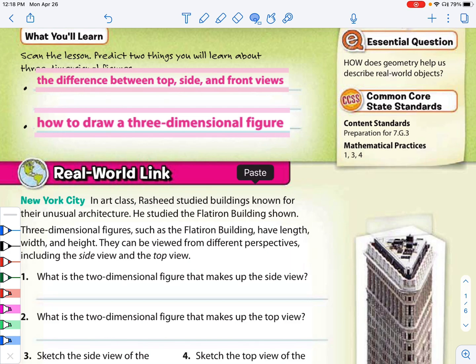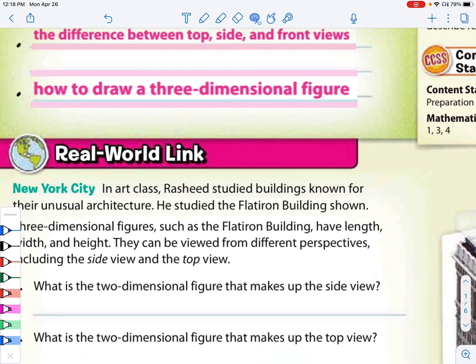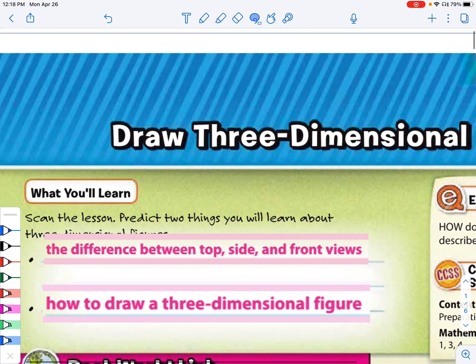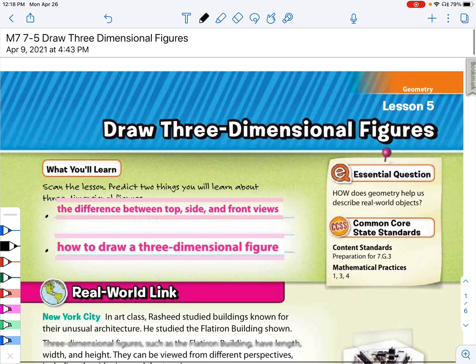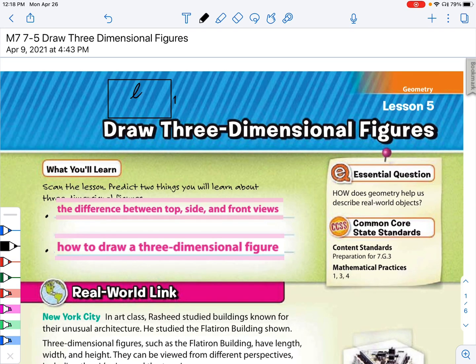Okay, so in this lesson, we are going to look at the difference between the top, side, and front views of a three-dimensional figure, and we are going to learn how to draw a three-dimensional figure. Those are the two objectives of this lesson. Now, just a little bit of a summary here when you talk about the difference between a two-dimensional figure and a three-dimensional figure. In a two-dimensional figure, for example, you see this as a rectangle. This is a two-dimensional figure because in a rectangle you only have length and width. Those are the only two dimensions.